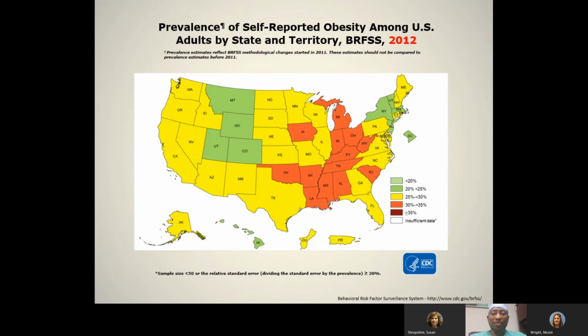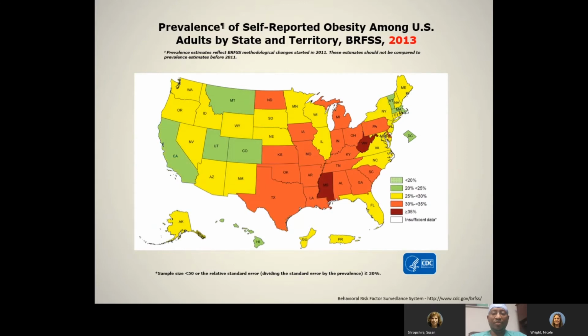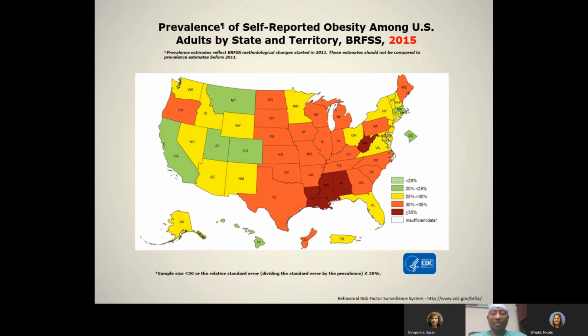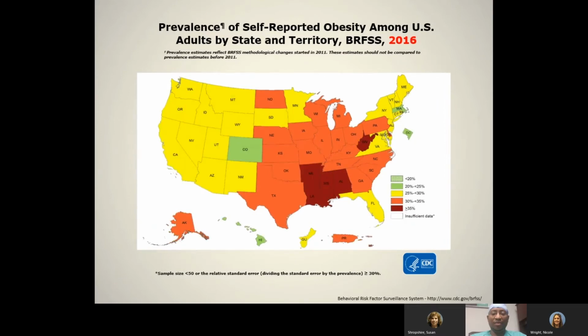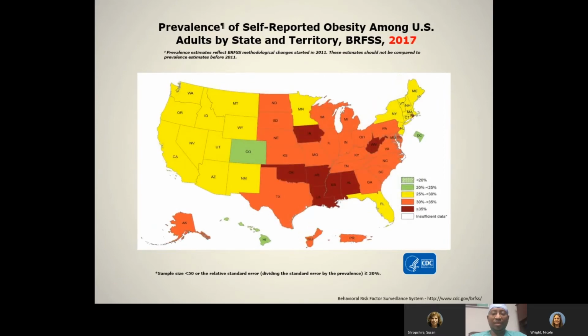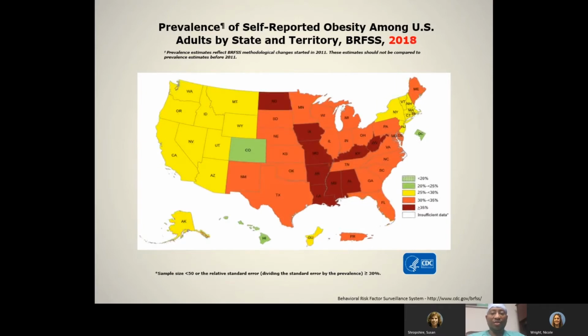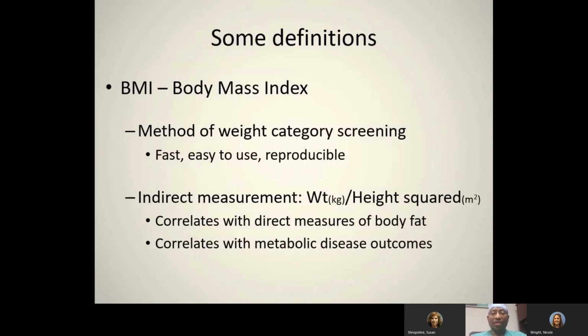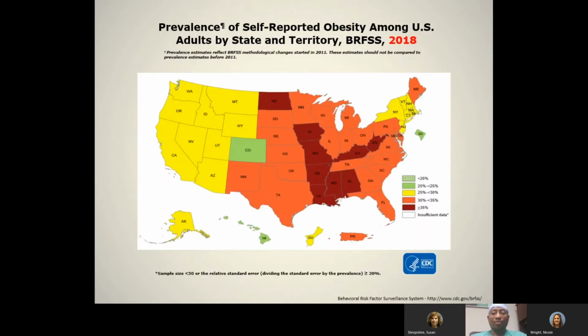And then 2012, 13, 14, 15, 16, then up to 2017, what you're seeing are levels of obesity, as in the dark burgundy, that didn't even exist back when we started. And so as you can see, this is a growing problem.